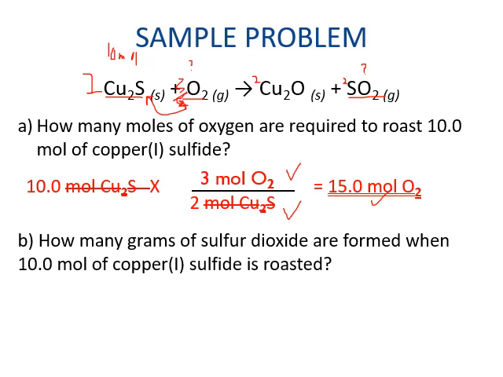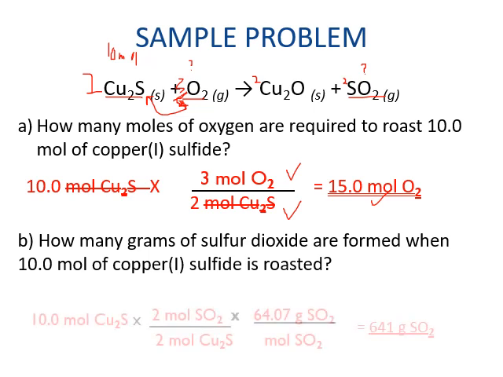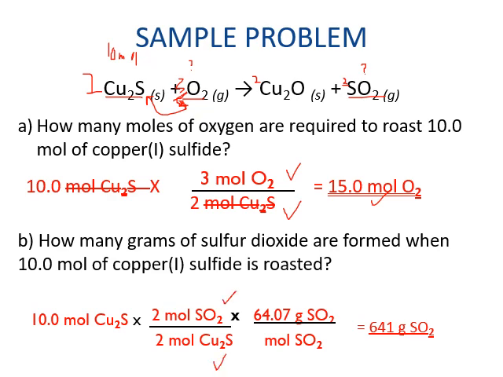Okay. Alright, and then next, how many gram of sulfur dioxide are formed when 10 mole of copper sulfide is roasted? The same thing. Okay, 10 mole of copper sulfide times by 2 mole of this one, because it produced 2 here. 2 mole of sulfur dioxide over 2 mole of copper sulfide. Correct. Because it wants gram, you have to times by gram as well.